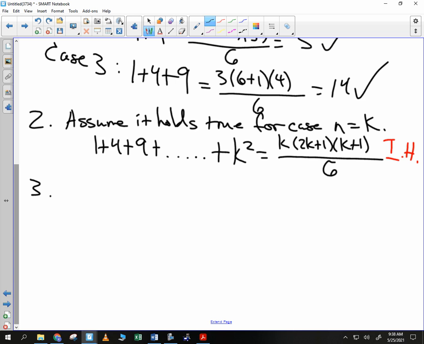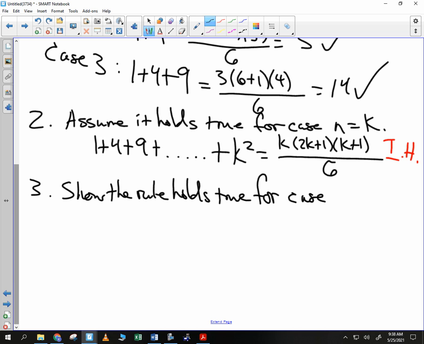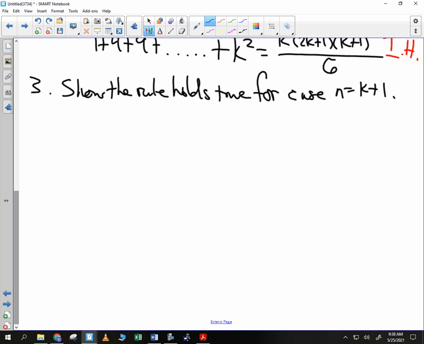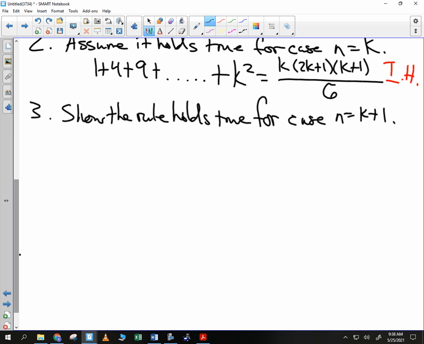The third step is to show the rule holds true for case what? What is k plus 1? It's the next term. Ooh, now we've got to expand this out. You take 30 seconds, see if you can expand out what the k plus 1 thing will look like.